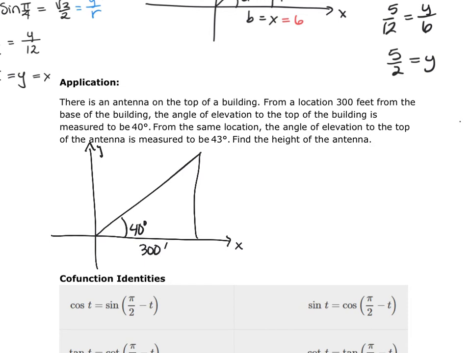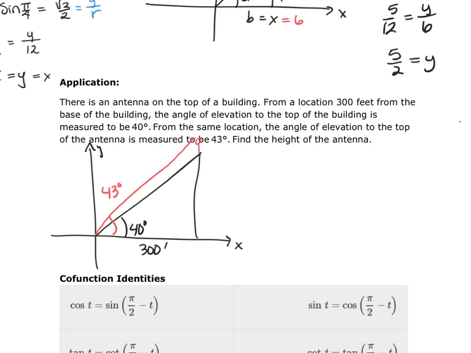What they want is, let me see, the angle of elevation is 40 feet. Measured from the same location, the angle of elevation to the top of the antenna. So there's an antenna on there. So I'm going to put this antenna on here. This is my antenna. It's not a person, it's an antenna. That angle is 43 degrees. We want to find the height of the antenna.